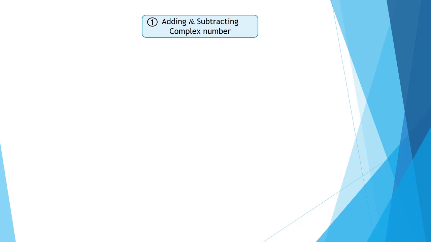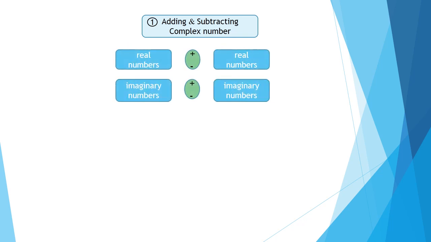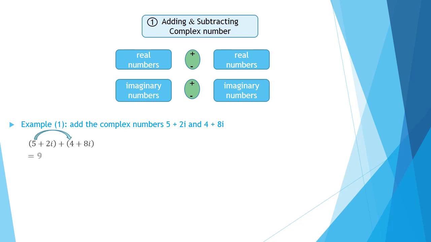Now let's start with how to add or subtract any complex numbers. How do we do this? We are going to add or subtract each part separately. For example, we add the real number with the real number and the imaginary number with the imaginary number. Let's take an example. If we want to add 5 plus 2i and 4 plus 8i, what will we do now? We add the real numbers: 5 with 4, we get 9. And we add the imaginary numbers, 2i with 8i, we get 10i. Then our answer will be 9 plus 10i.